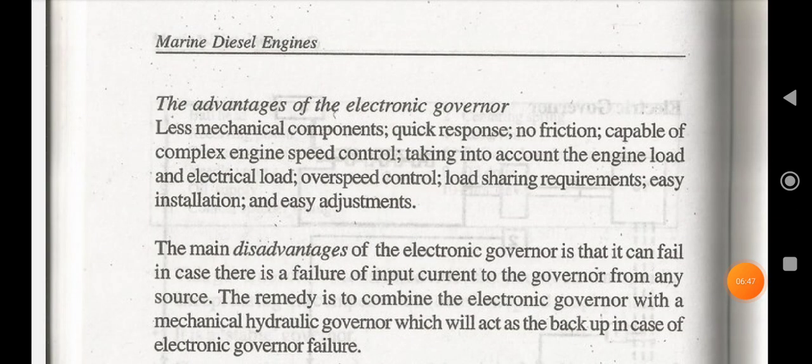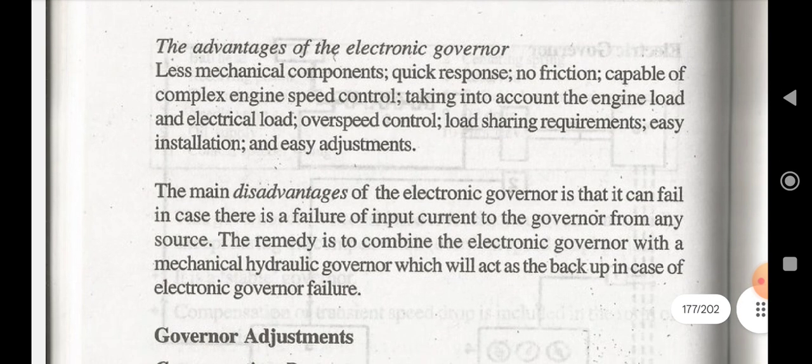The advantage of an electric governor is that fewer mechanical components will be there, so there will be quick response, no friction, and complex engine speed control is possible. It depends upon the engine load and electric load. Then overspeed control can be achieved, load sharing requirements, and easy installation and easy adjustment. These are the advantages of the electronic governor.